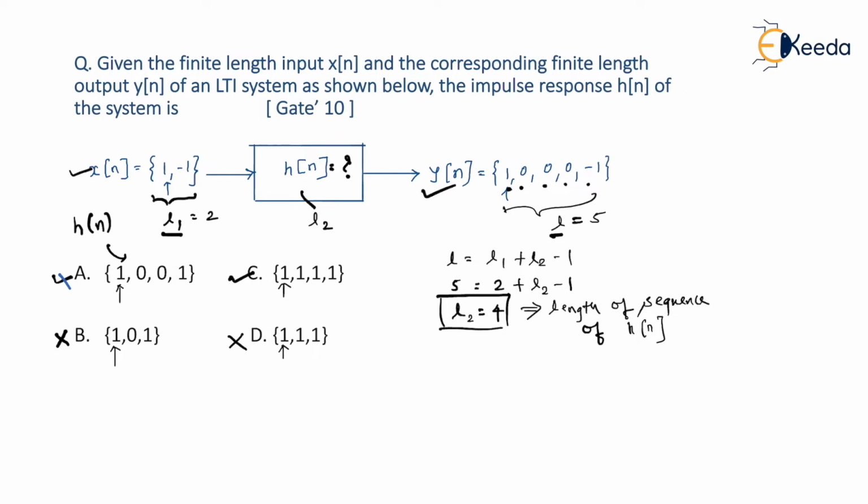Even option A gets eliminated. Option C is the correct option. Let's move to the next question. In fact, before we move to the next question, we can apply an alternative method also here. So we'll see what the alternative method is.